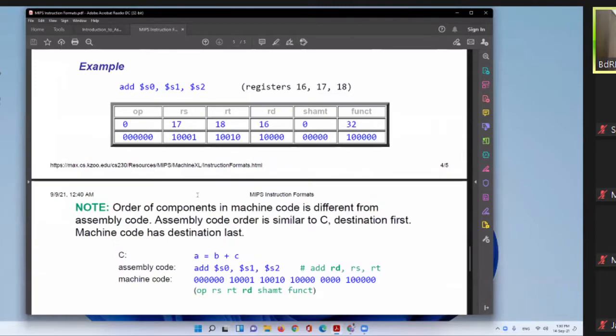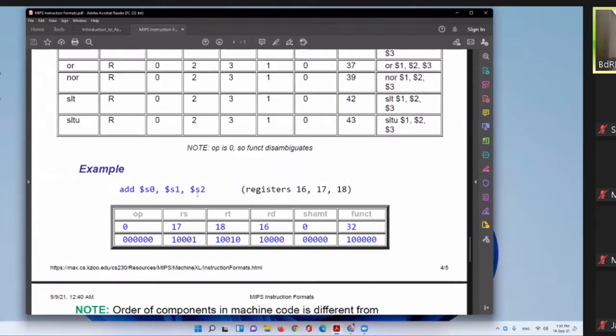Okay. So now the example of the code. This is an example of the code of the register type, or R type. Fine. So we can see that add is the opcode, then one register, another register, and another register. Generally, this one plus this one, and the result will be stored into this register. And we know that all of them are registers because we have a dollar sign.